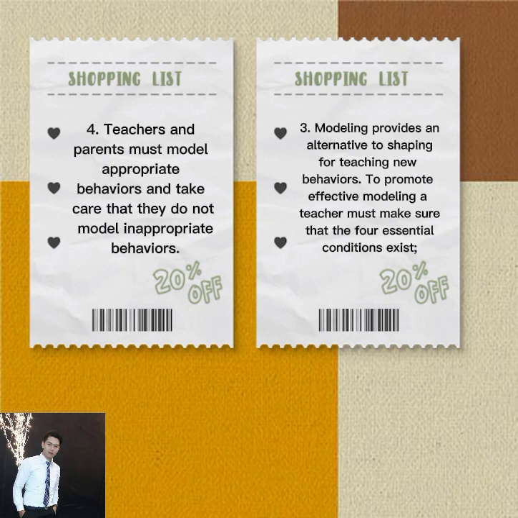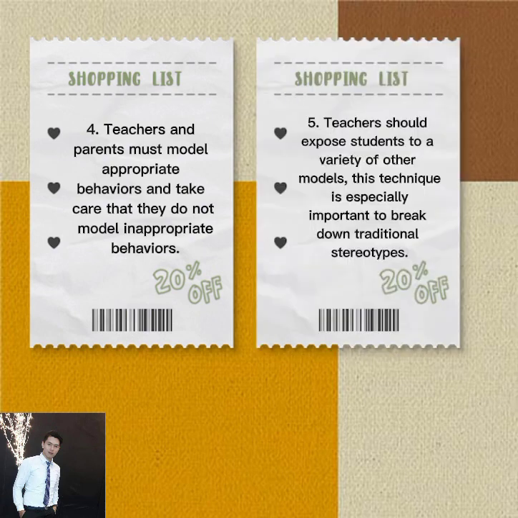To promote effective modeling, a teacher must make sure that the four essential conditions exist: attention, retention, motor reproduction, and motivation. Number four, teachers and parents must model appropriate behaviors and take care that they do not model inappropriate behaviors. Number five, teachers should expose students to a variety of other models. This technique is especially important to break down traditional stereotypes.